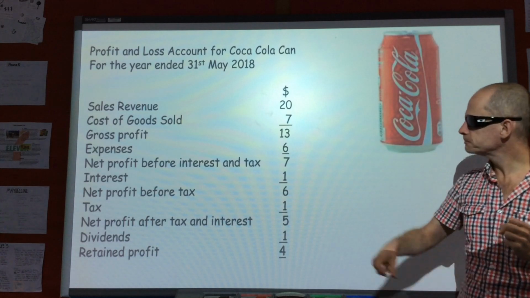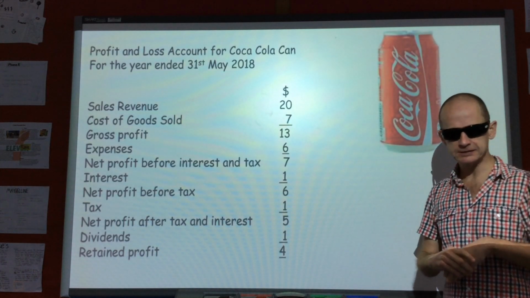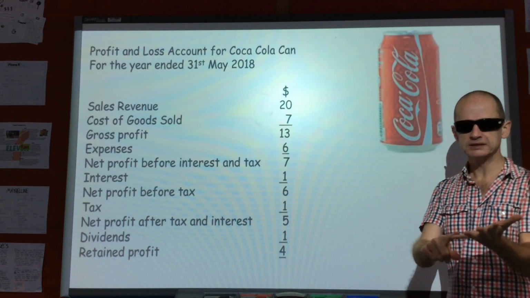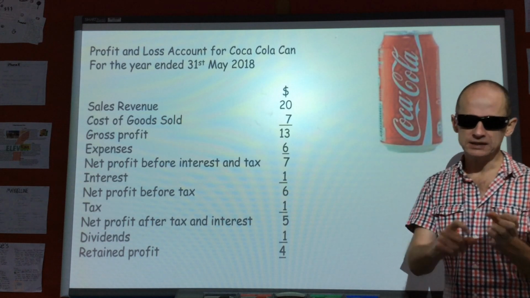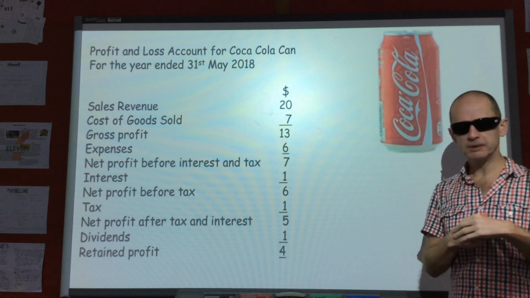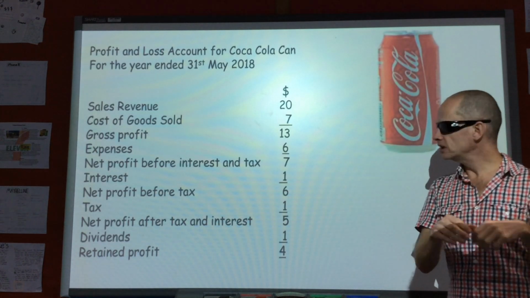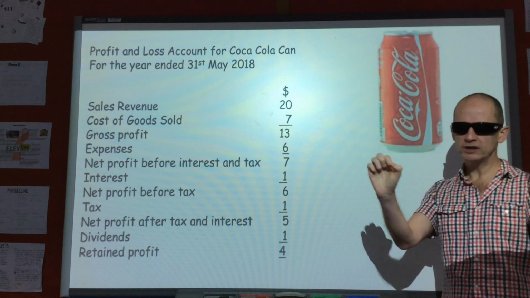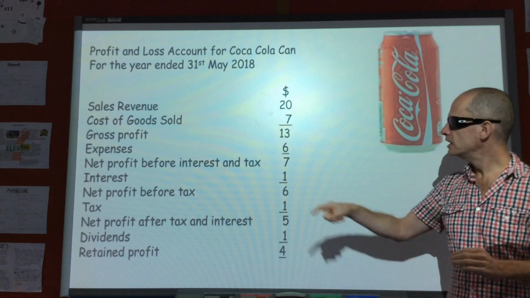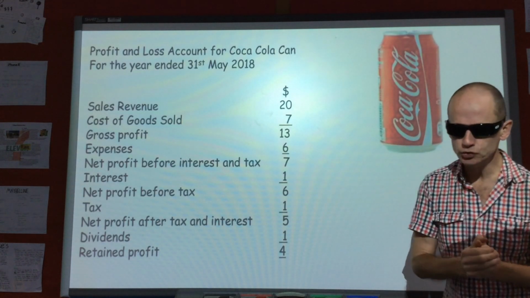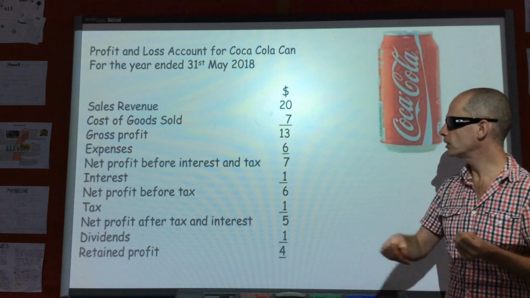That's the gross profit. Then we take away the expenses. So the expenses will be things like rent, advertising, salaries. So here the expenses are 6. 13 minus 6 gives us 7. So that means the net profit before interest and tax is $7. This will be the figure which we eventually use when we work out the net profit margin.